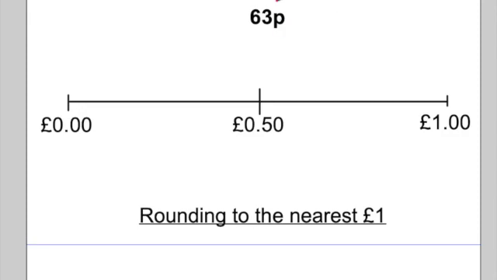So here's our example up here. So we've got 63 pence. So let's have a look on the number line. 63 is probably going to be about, let's have a look, I think 60 and then maybe there. So 63 pence is probably going to be about there.